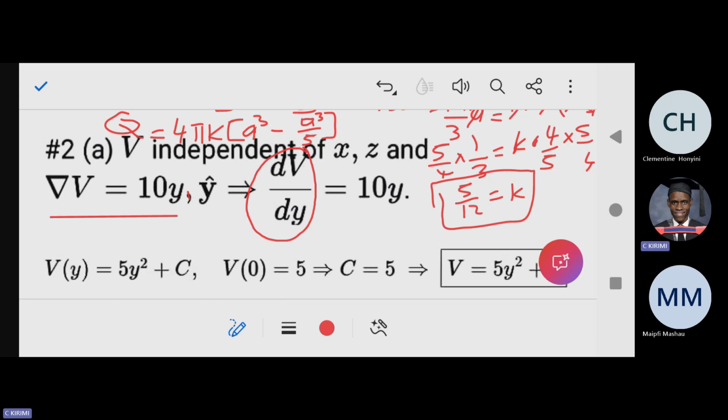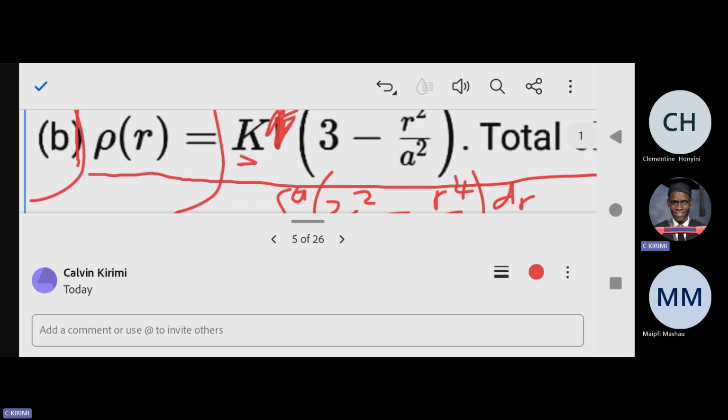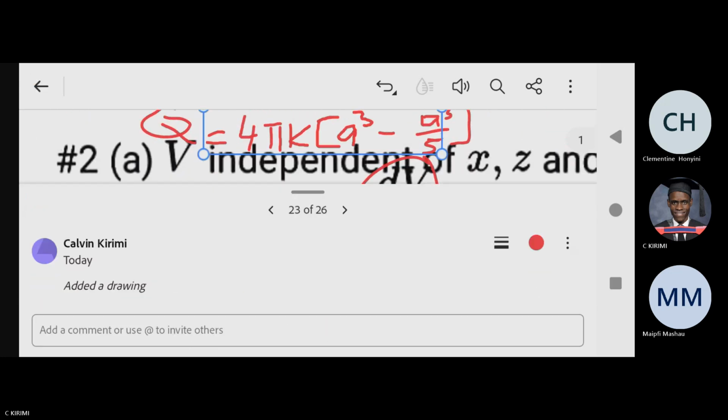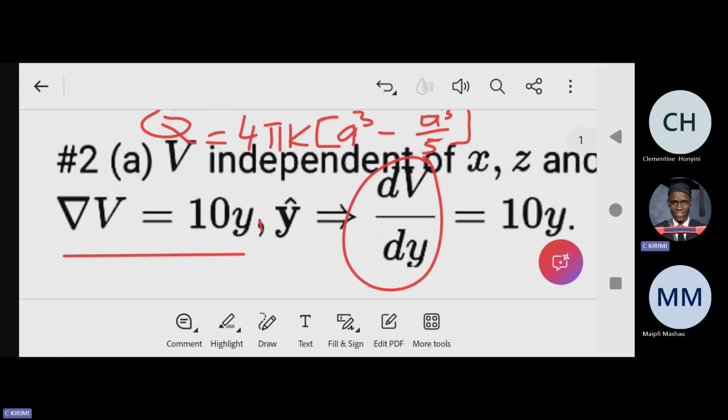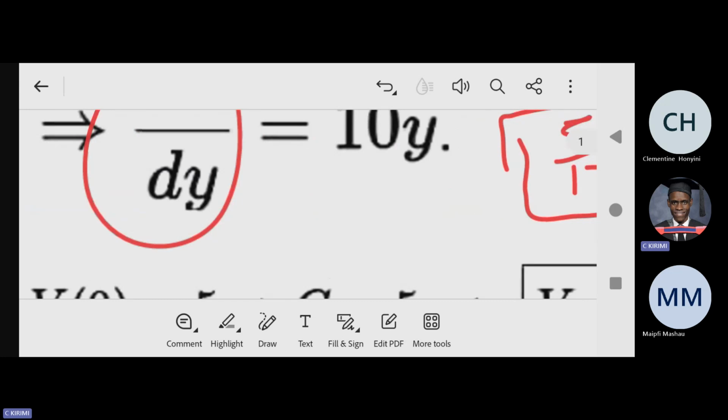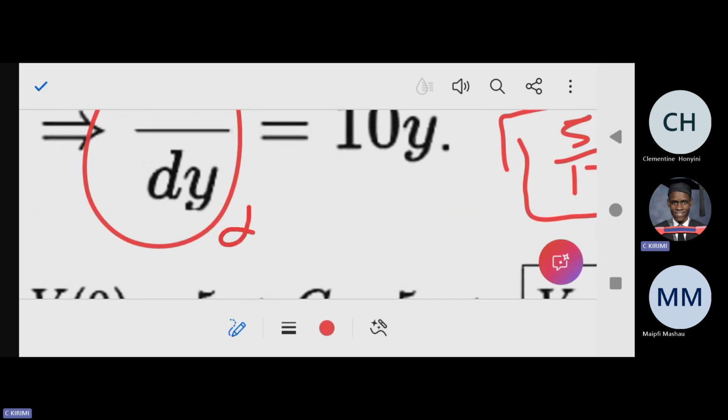What is dV? Then you integrate. First, you separate the equation. You make it a separable differential equation. How do you make it a separable differential equation? You say dV is equal to 10y dy. That is the first equation. Multiply both sides by dy. Then next you introduce the integral.